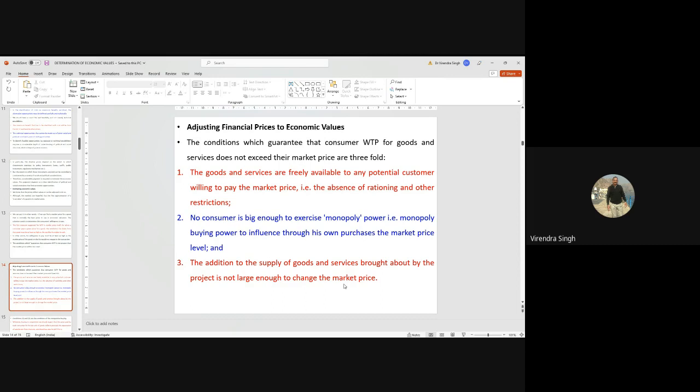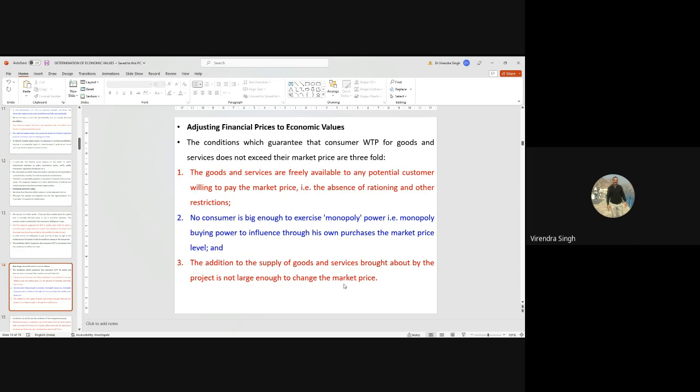The conditions which guarantee that consumers' willingness to pay for a good or service does not exceed the market price are threefold. One, the goods and services are freely available to any potential consumer willing to pay the market price, that is, the absence of rationing and other restrictions. The consumer is not restrained from consuming that good. This good is freely available to the extent possible. Then the market price may not exceed the willingness to pay.